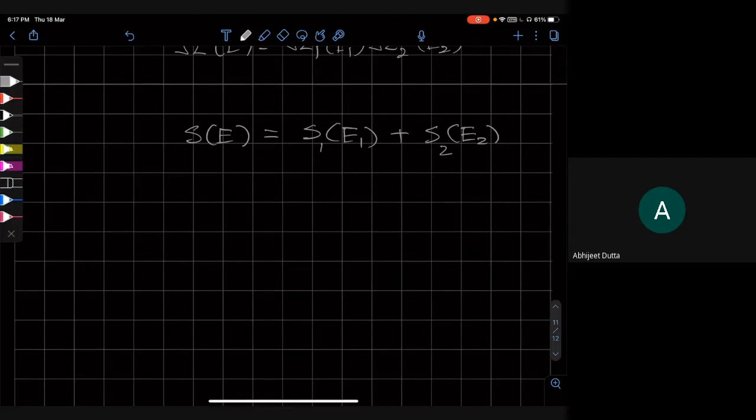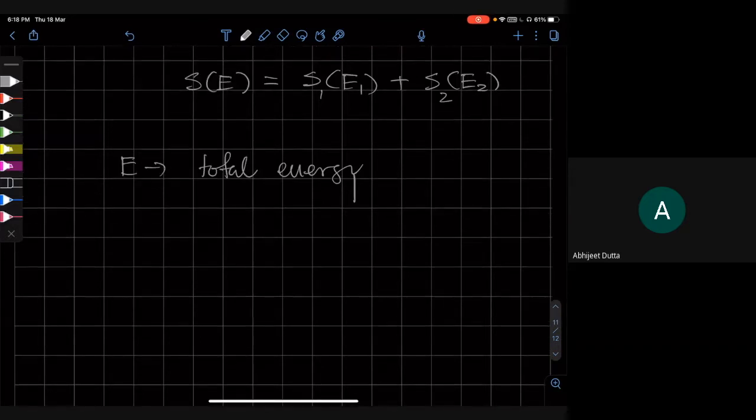So what I'll do here is that we'll try to derive the second law of thermodynamics using the fundamental principle of statistical mechanics and the microcanonical ensemble, okay? So let's take two systems and bring them together. And the total energy of the system is E.